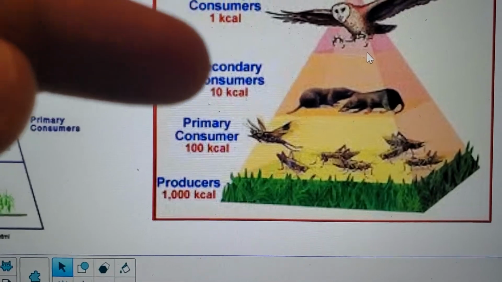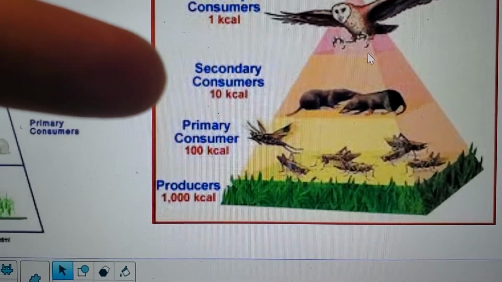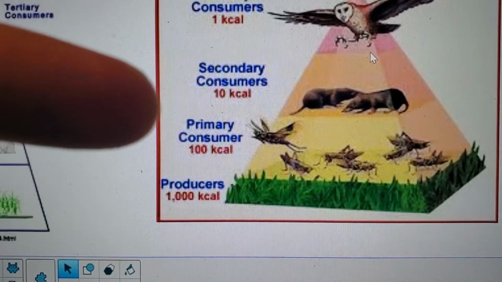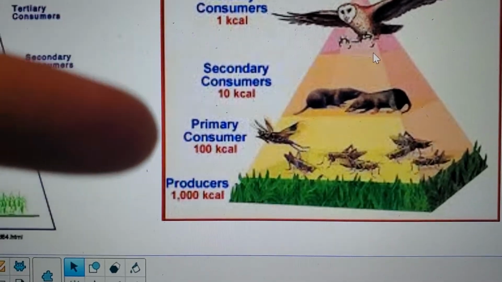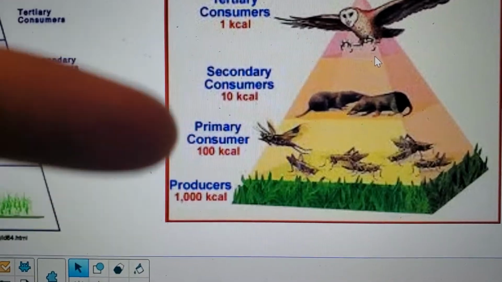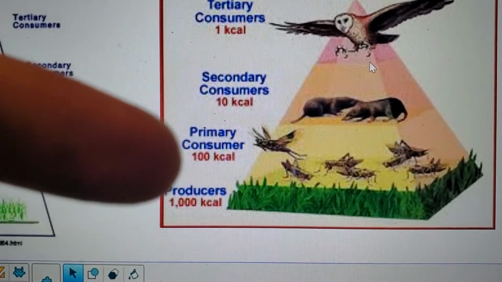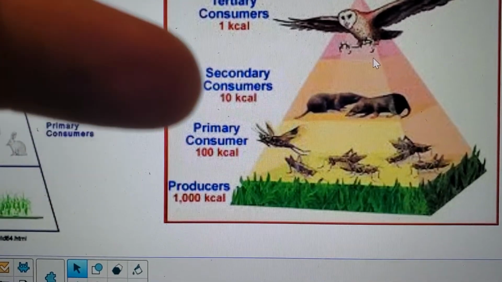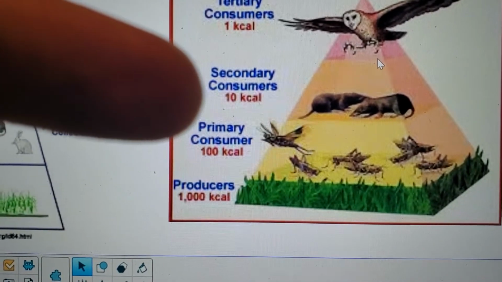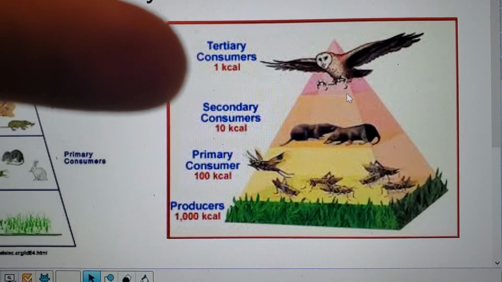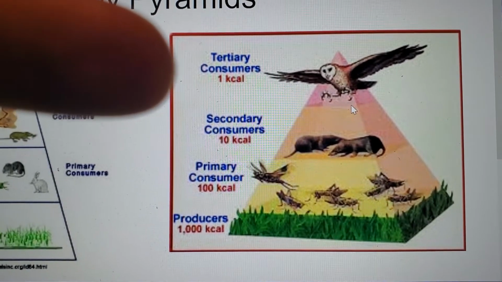If you look up here, the secondary consumers, these are your carnivores. They're eating the insects. That makes them a carnivore, okay? But here's the deal. They only get 10 kilocalories, as opposed to 1,000. That is, again, here, look, 90% lost, 99% lost. At this level, you've lost 99% of the energy. At this level, you've lost 99.9% of the energy, okay?